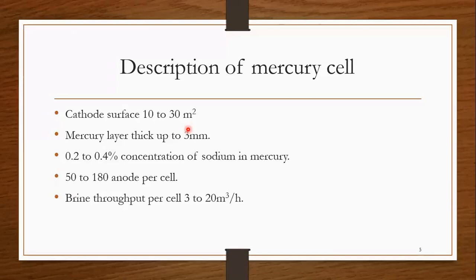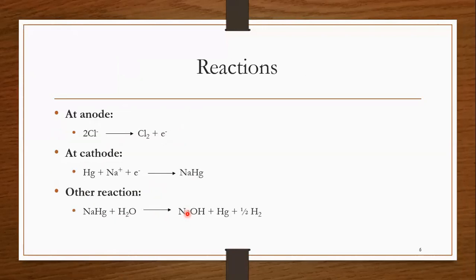Description and important points for the mercury cell. The cathode surface must be 10 to 30 meters square. Mercury layer thickness is up to 3 millimeters. The concentration of sodium in mercury is 0.4 percent. 50 to 180 anodes per cell. Brine throughput per cell is 3 to 20 meter cube per volume.